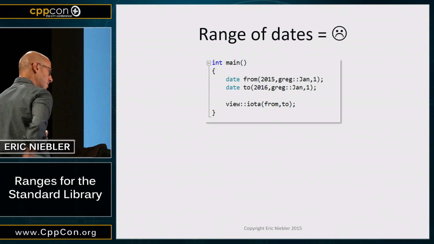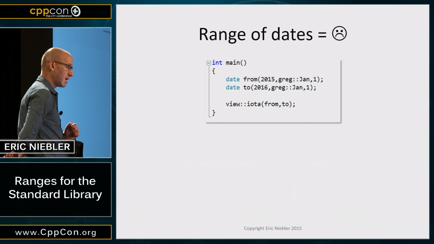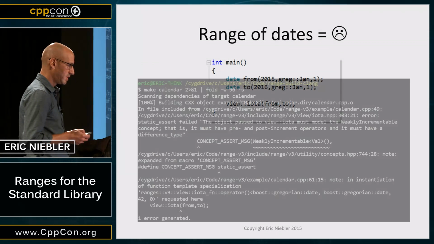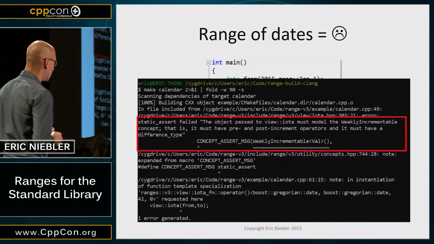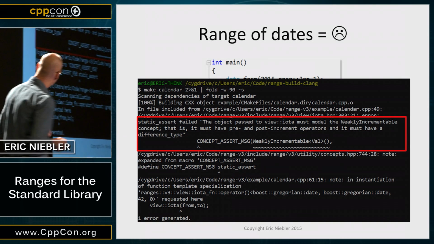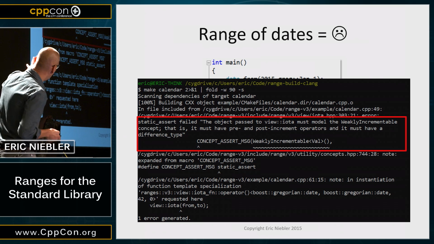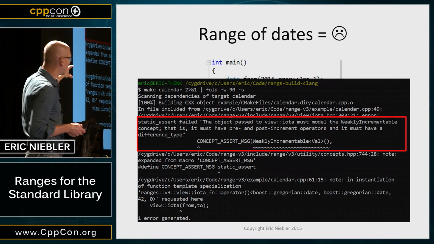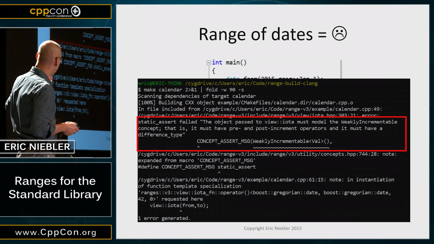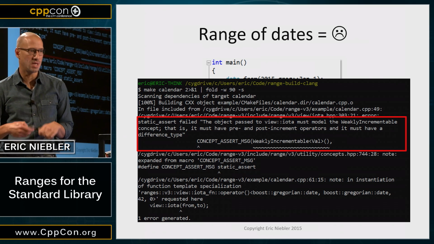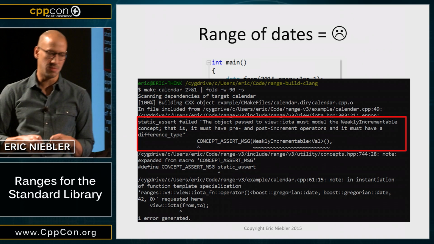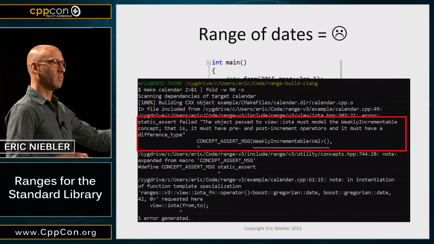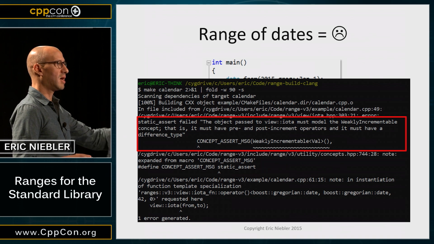It turns out we'd really like to create a range of dates using view iota, but that doesn't work. The reason why is kind of nasty. Here's the error message we get. It says, the object passed to view iota must model the weakly incrementable concept. It's got to have pre and post increment operators, and it has to have a difference type. So the reason I show you this is not because I want you guys to debug my code for me, but just because this is a little taste of what we can get in the future with the concepts language feature.